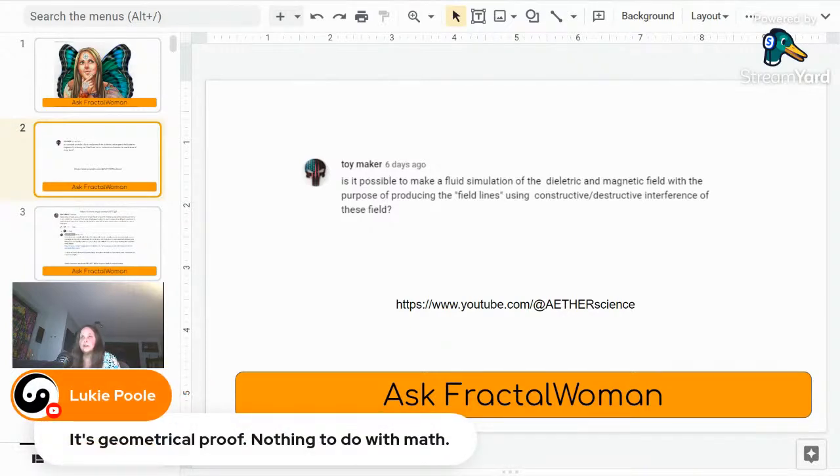Okay. So, it's geometric proof, nothing to do with math. Yeah. So geometric proofs and mathematical proofs are a little bit different. Geometry is a field of math, but it is just another way of looking at nature. Geometry is less mathematical, although if you get into really complicated geometry, you do need a heck of a lot of math. So you can't say that geometry has nothing to do with math. But geometrical proof is quite a different thing, and that's not really my area of expertise.